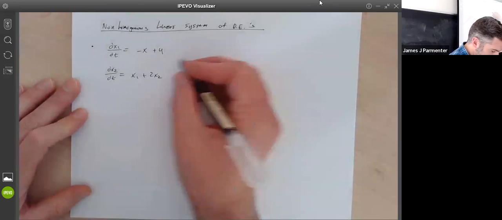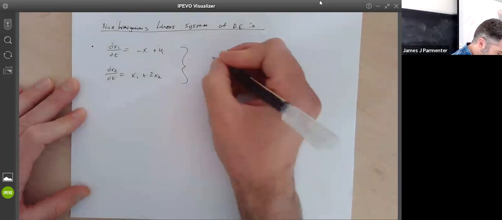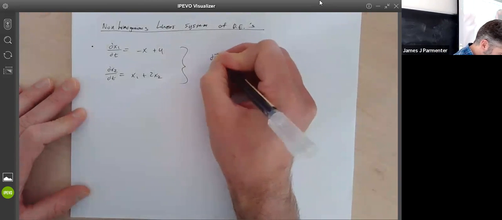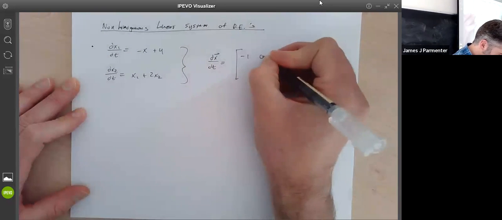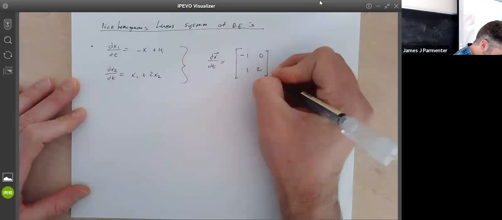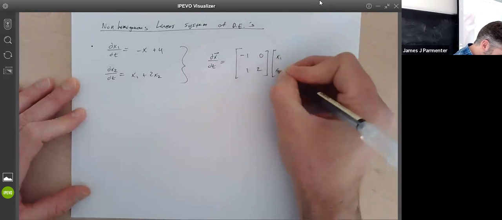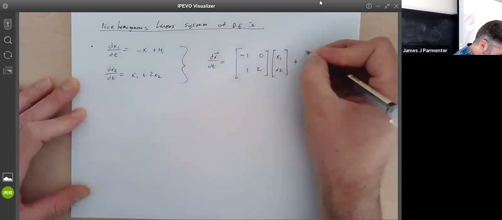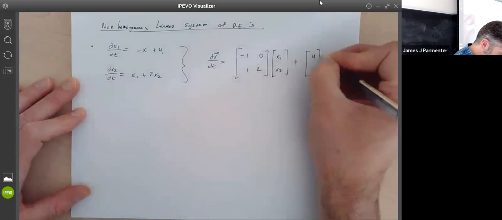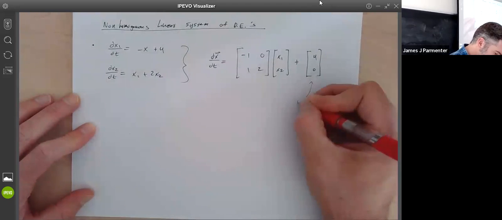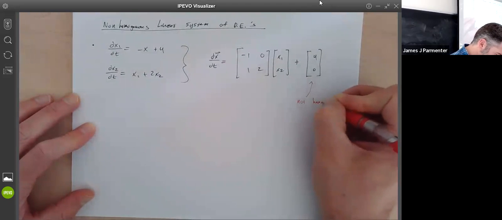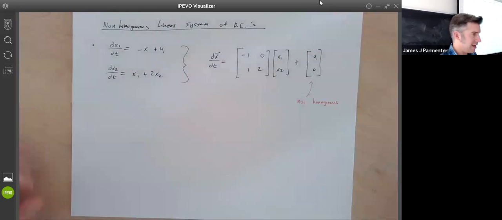Here's what this looks like as a system of equations. As a matrix, you have dx/dt equal to the matrix -1, 0, 1, 2 times x1, x2, plus this extra part over here. This is the part that's making it not homogeneous. You have this extra non-zero vector you're kind of adding on at the end.